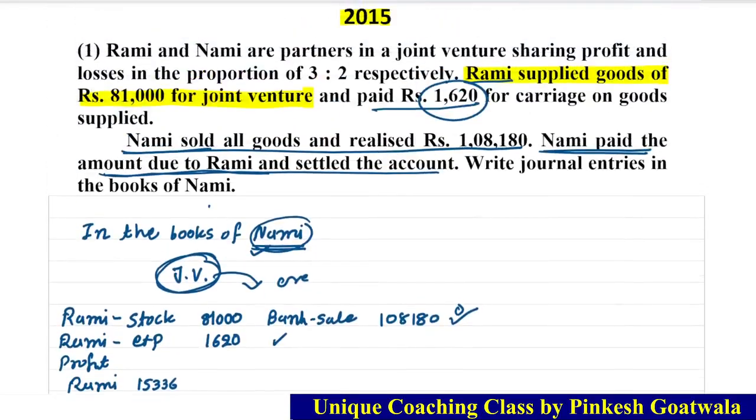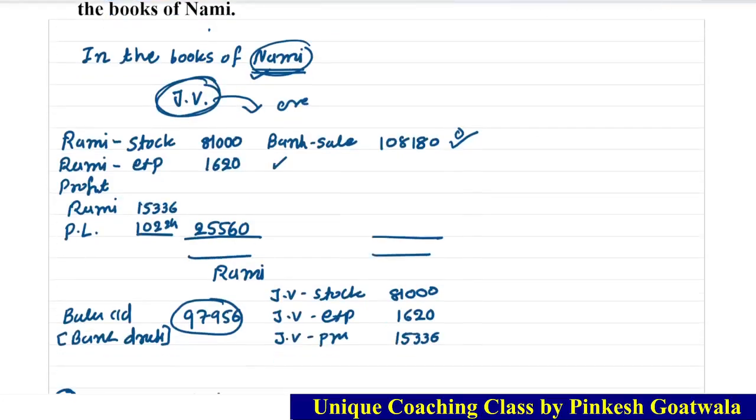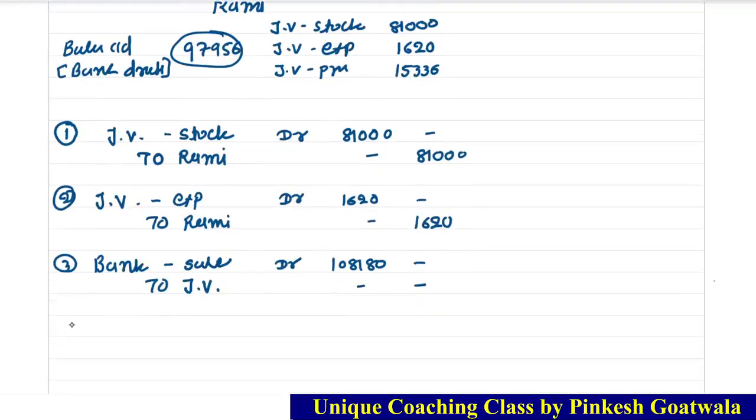Then Nami paid the amount due to Rami. So it will be about the closing amount. જે closing માં amount pay કરશે તે. But let's check. We have given all effect. We have given these three effects. But remember also we have to give effect of this profit. Okay, profit ની પણ effect આપવી પડશે. So here it will be debit side of joint venture. So joint venture will be debit.